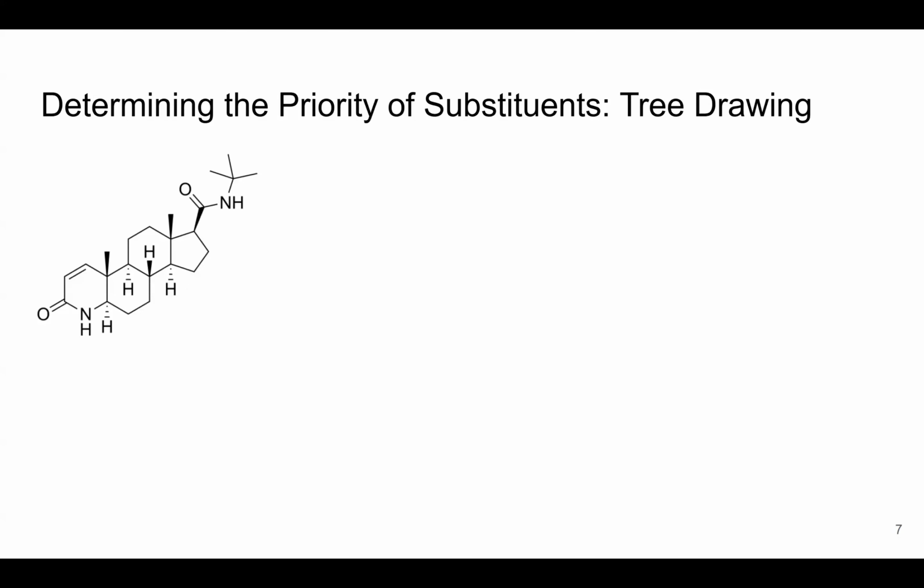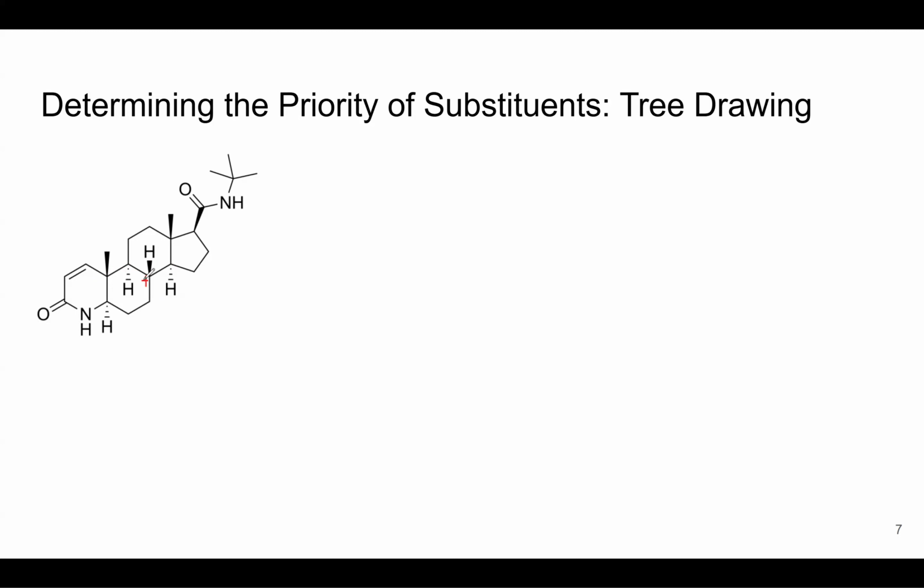So tree drawing. Let's say that we are interested in this particular carbon. It's connected to 4 different groups, 1, 2, 3, and 4. These 4 groups are different because although these 3 are all carbons, they're actually different carbons since they're in different environments: this carbon is connected to here, and this carbon is connected to here. So they're all connected to different parts. They're not, let's say, 3 methyl groups. So they're different. So this carbon is chiral.